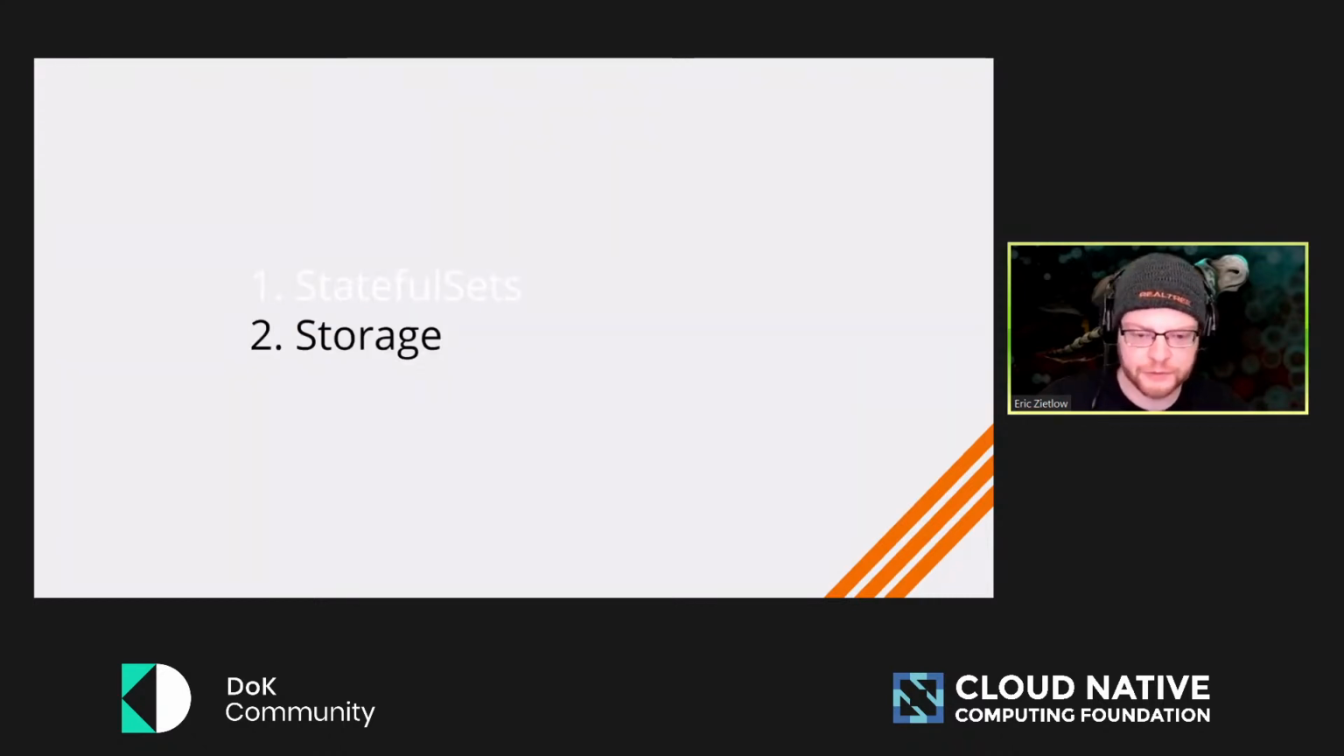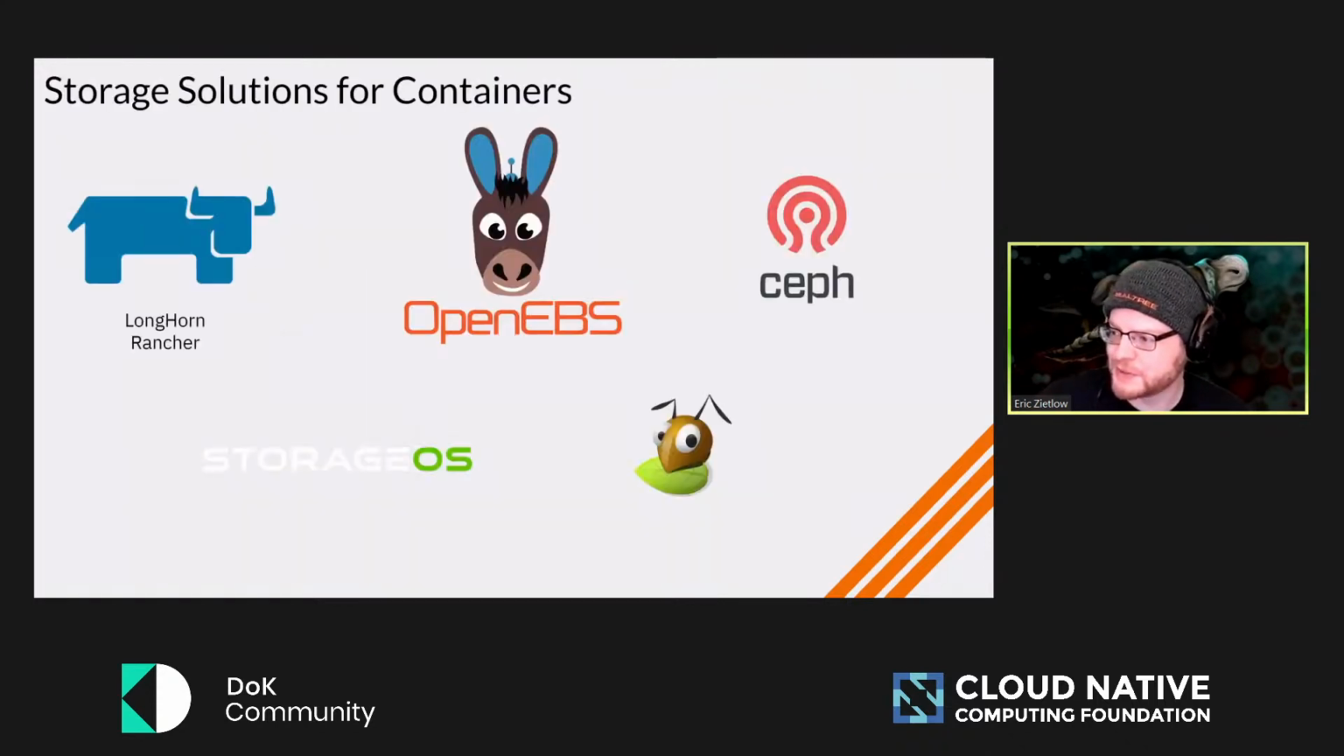Now, I saw in the chat earlier in the previous talk, someone was mentioning Longhorn and OpenEBS and the shared roots that they have. And it's very true. OpenEBS and Longhorn actually basically come from the same project. They're an early fork of the same thing. There's also Ceph, StorageOS, Gluster, and a few other things out there that are very usable to help solve this problem.